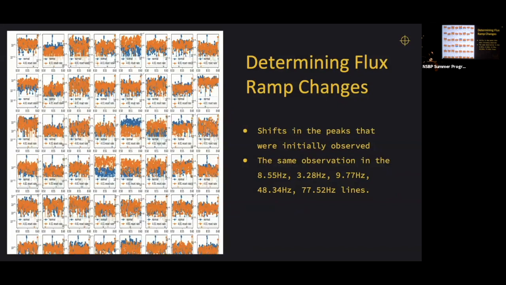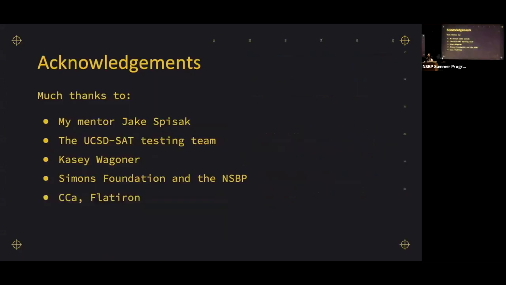The peaks, and then the orange part would be once we changed the flux ramp frequency just a little bit to see if there would be any shifts, to determine whether or not what we're picking up is from that. And it turned out to be so.